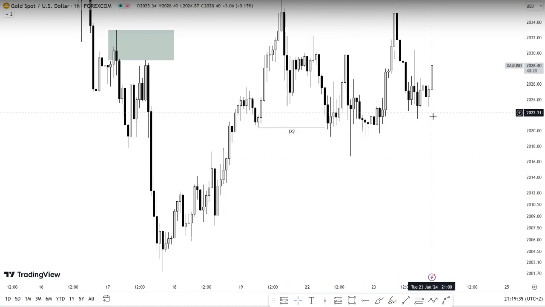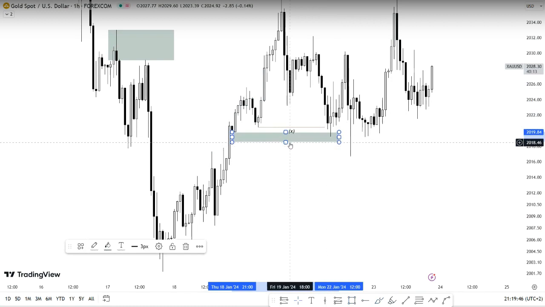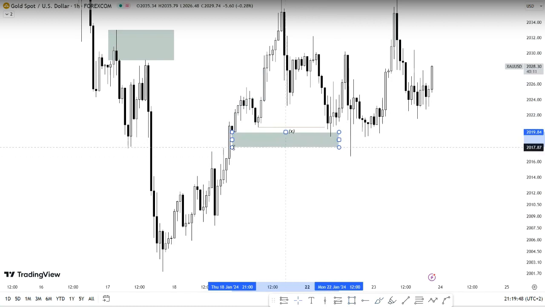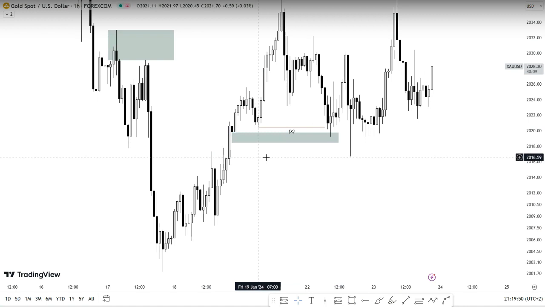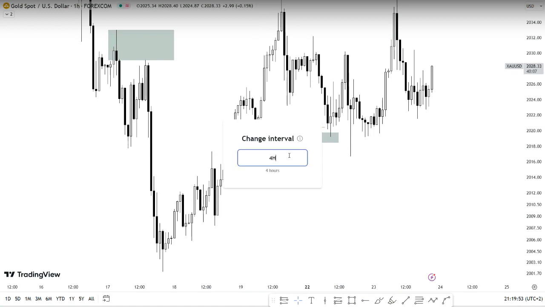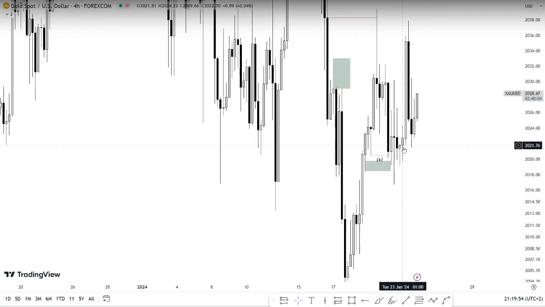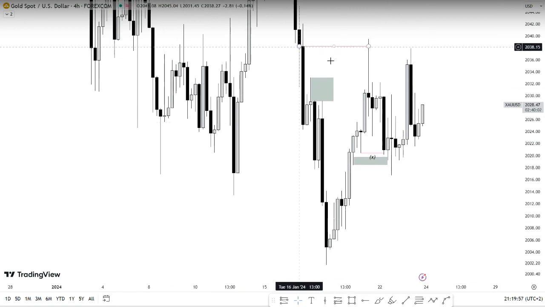So this was your liquidity. Where was your area of support? Area of support was here. Why was I choosing this area right here? The reason why I chose this area was because we were coming from the 4-hour area of resistance right here, which is the open close.